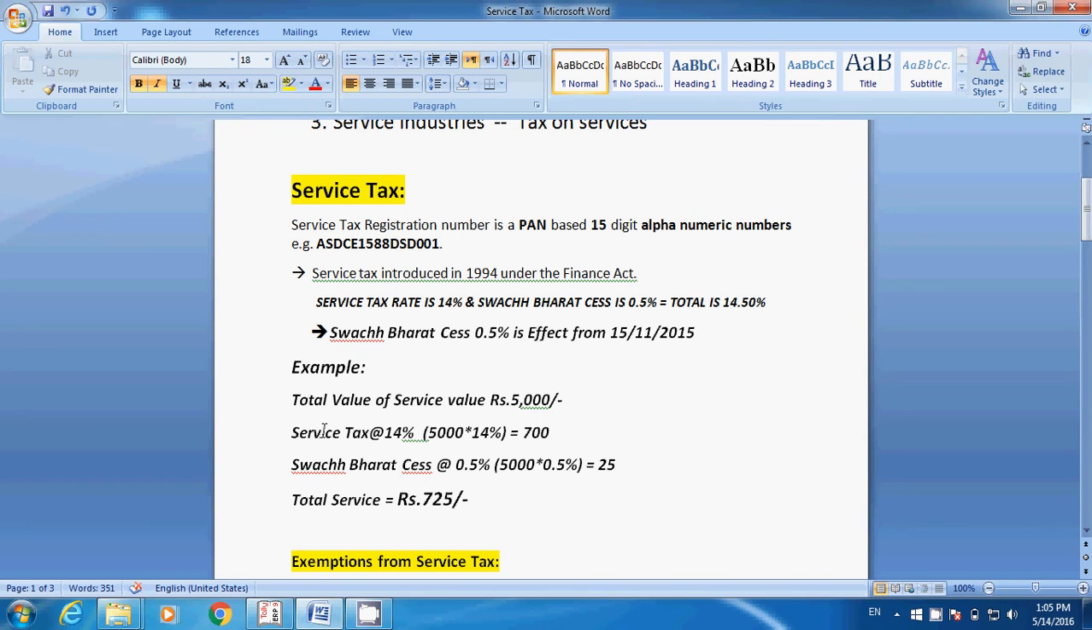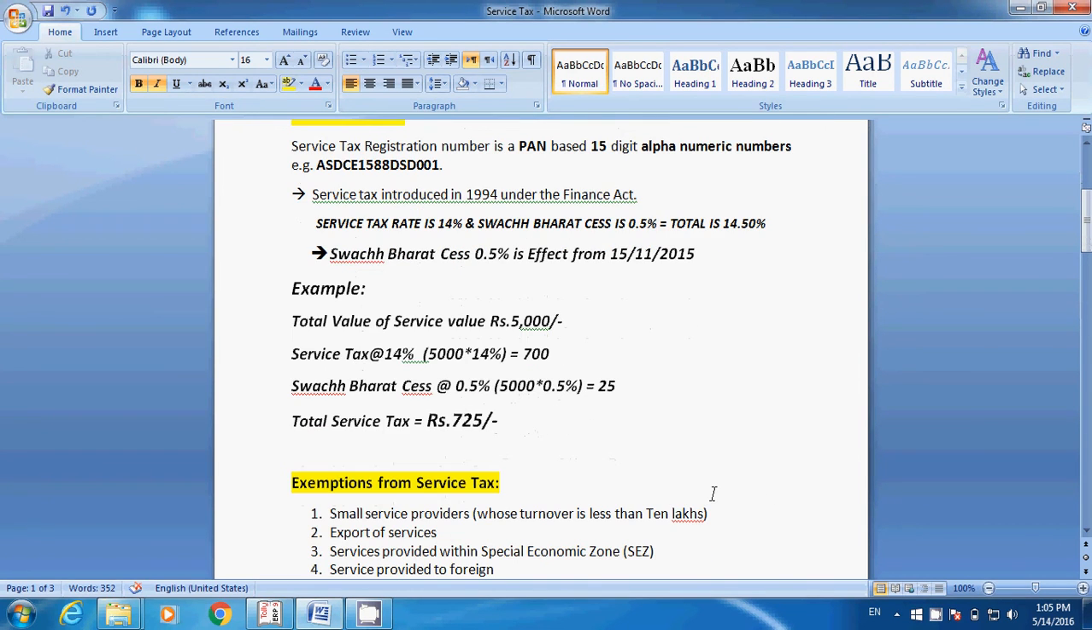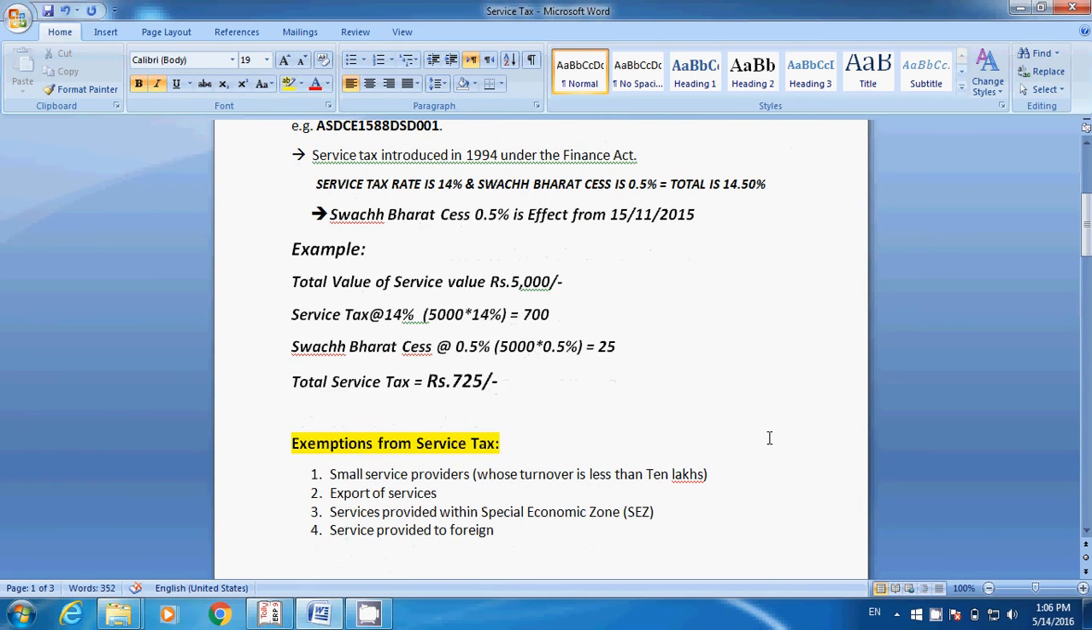For example, if the total value of service is say 5,000, and the service tax is 14% on 5,000, it is equal to 700 rupees. And Swachh Bharat cess, this is also calculated on 5,000, which is 25. The total service tax is 725.